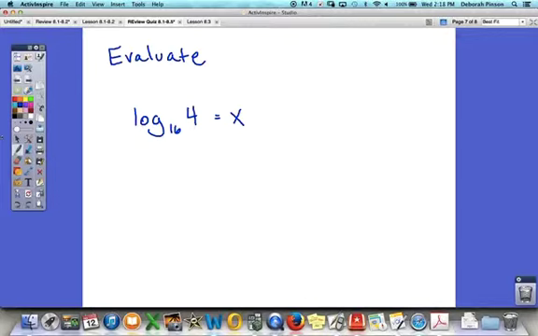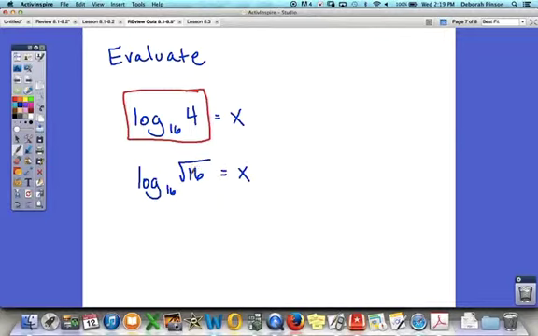Okay, and one last one that I'm going to do. This one you could do a couple of different ways. I'm going to do this using shortcuts right here. So I'm going to rewrite 4 as square root of 16.